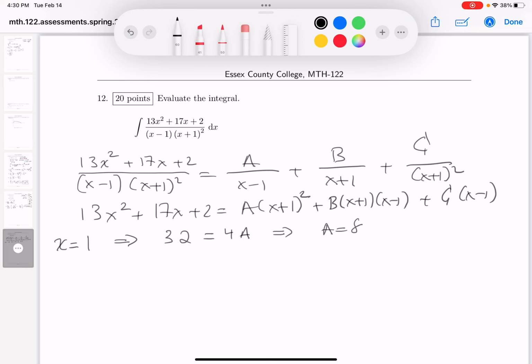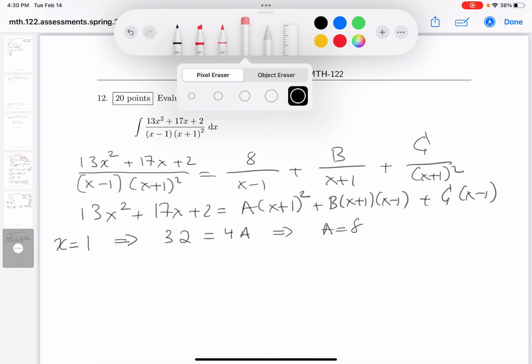So I'm going to get my eraser out, and I'm going to erase this over here. I'm going to put the number 8 down now. I'm going to put the 8 where the other a is too. Let me get my eraser out again, make it smaller.